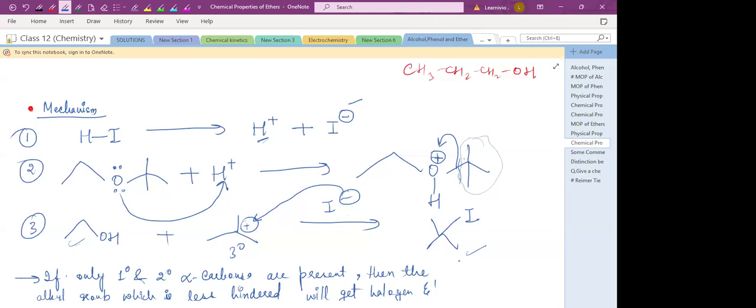Here the carbocation will be formed, so the iodide, I minus, will come and attack the carbocation, because a tertiary carbocation is very, very reactive. So this reaction will be very fast and you will get this product, a tertiary alkyl halide, okay, alkyl iodide.